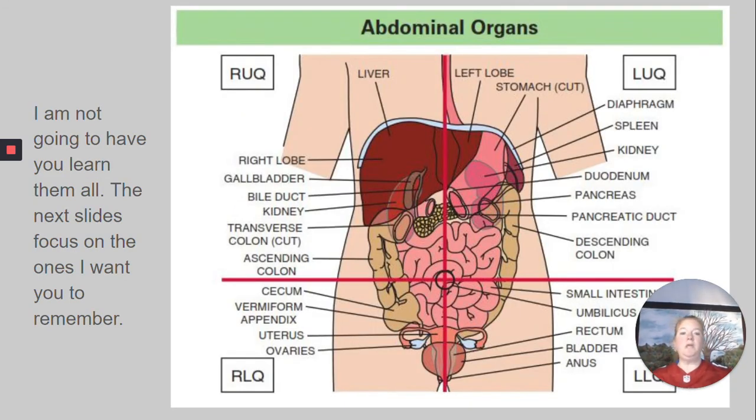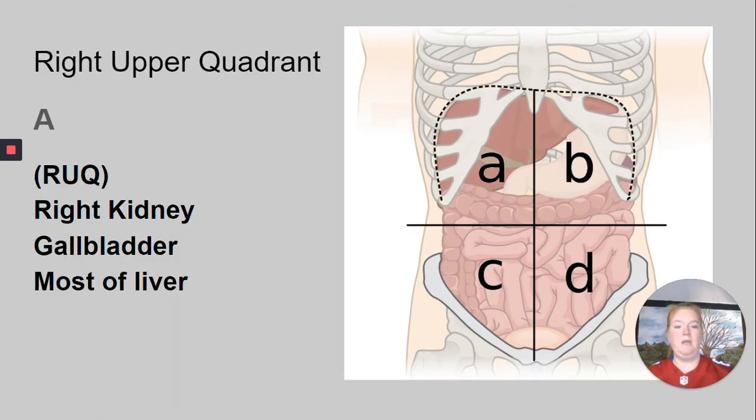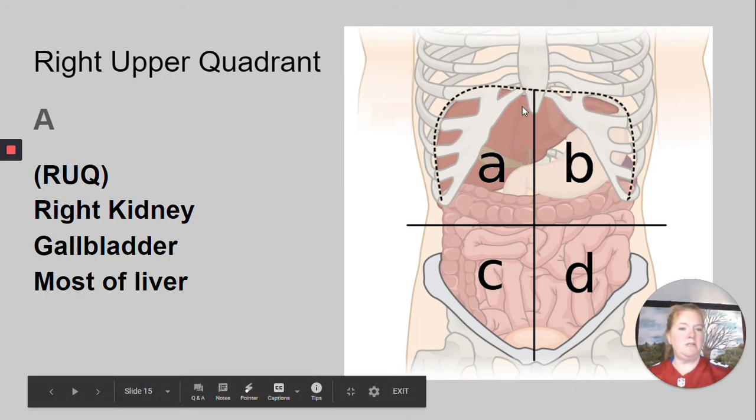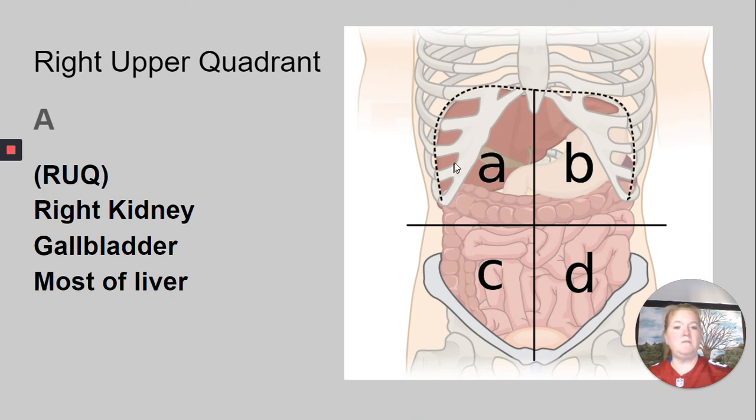Okay, so here is a whole list of organs found in the abdominopelvic quadrants. I'm not going to make you remember all of these in particular. I'm going to narrow that list down and streamline it so you have less to remember. So here, A represents the right upper quadrant, and I want you to remember it contains 3 main things: the right kidney, the gallbladder, and most of the liver. So here, A, do you see this is the liver? See how it does go over into B, but we're going to cover most of the liver in A.